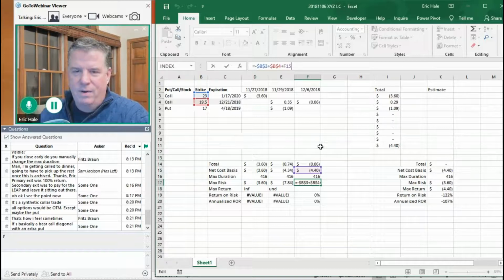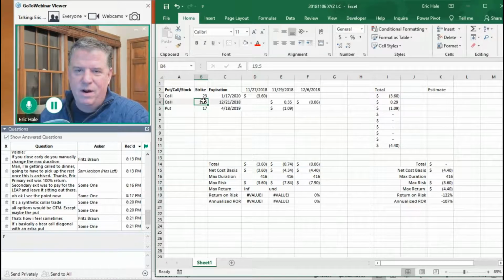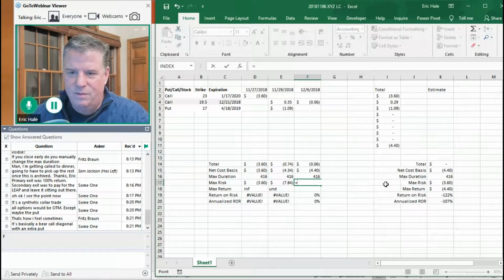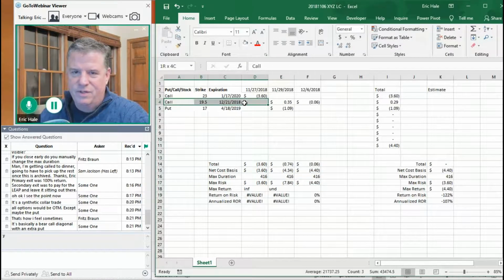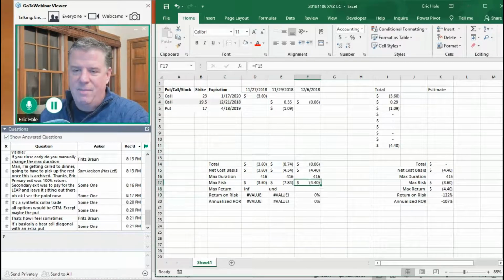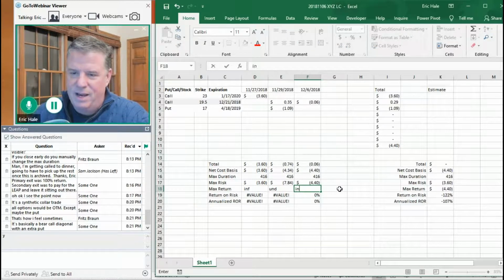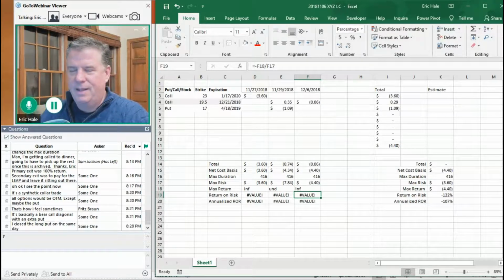No, it's not, because now all we have on here is a long call and a long put. So the max risk now is going to be equal to the debit, because I no longer have the risk from the short call. So now my max risk is that. My max return is now infinite, so I am not able to calculate a max return here.